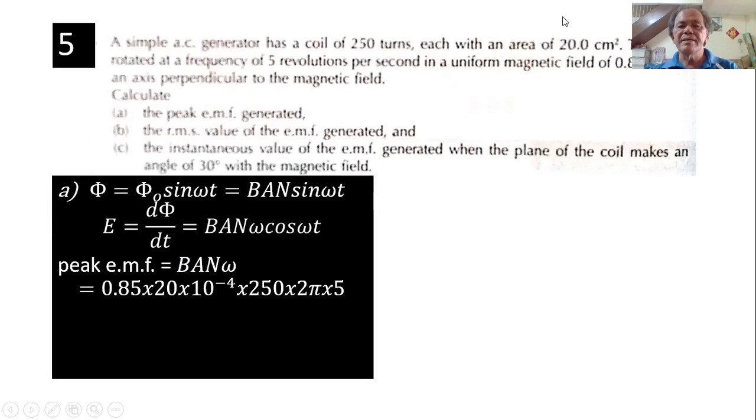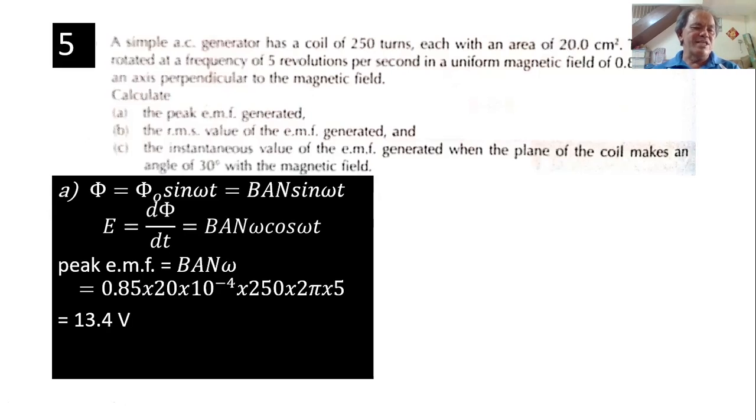That's your B. Your A is that one there. Change it to meters, so 10 to the power minus 4. It's better to remember this formula. It's quite common, they use it. They give you cm square. And N, 250, omega, this omega is per second, so it's the correct unit. So it's 5, multiply out, 13.4.